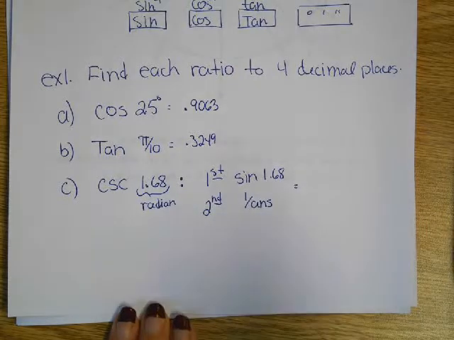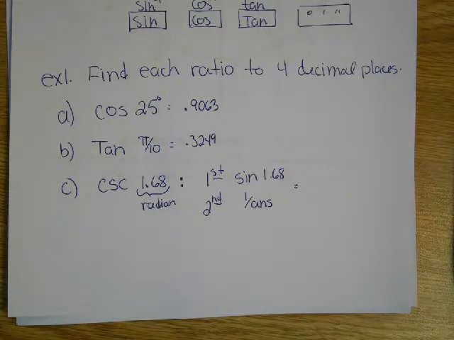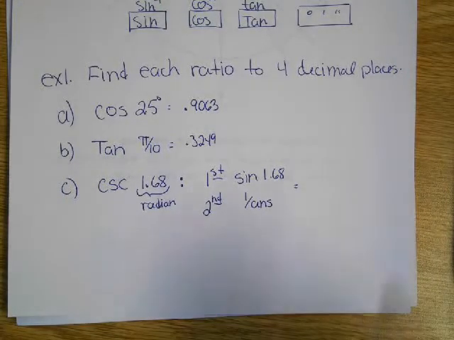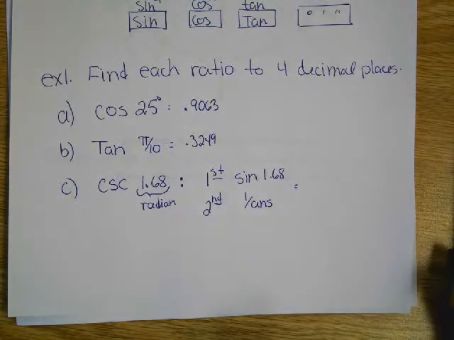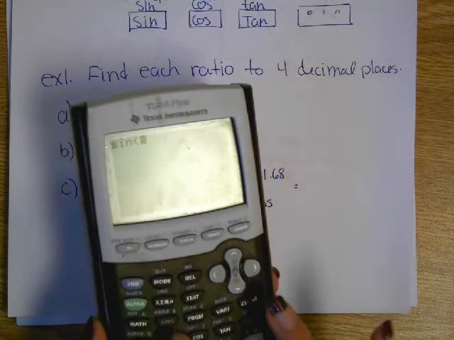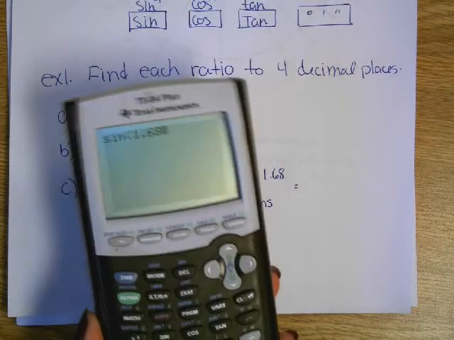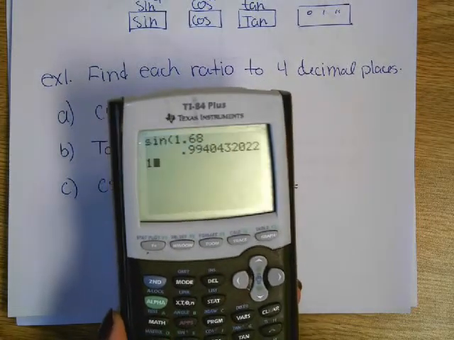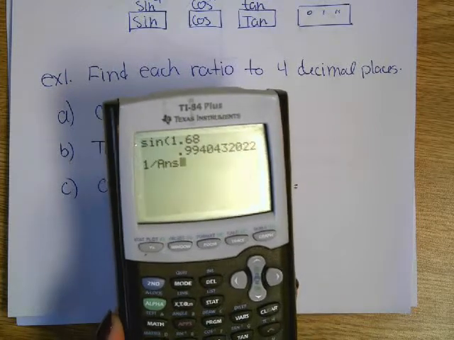Or you could combine it in one, but I don't like to do that because then people get confused when we're finding angles, and I just like to do the 2 steps. If your brain can do that in one, you do it. I'm not going to mess with it. So I'm going to go sine of 1.68. There's my answer. Now I want to flip that ratio over. So 1 divided by that answer.